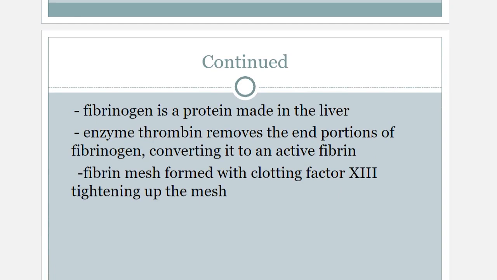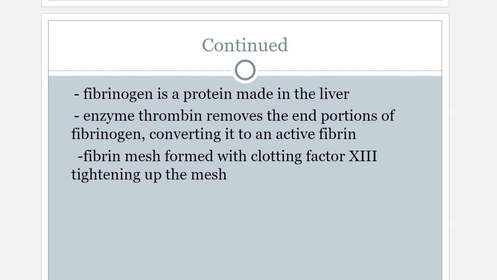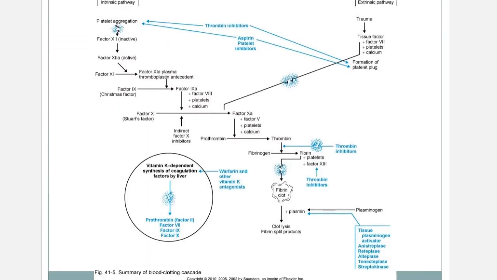Please review that. I'll show you the PowerPoint slide that I really want you not to memorize, but just to kind of look it over and understand how this process occurs. Fibrinogen is a protein made in the liver, and the enzyme thrombin removes the end portions of that fibrinogen, converting it into an active fibrin, and then that fibrin mesh forms with clotting factor 13, tightening up that mesh.